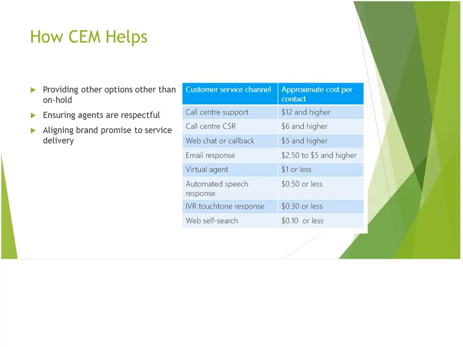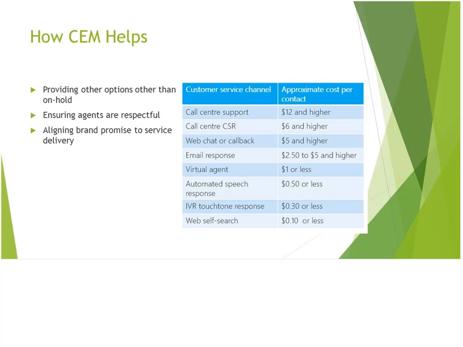CEM systems can also help by making sure agents are respectful. We can ensure the customer experience is consistent. We can have scripting. Scripting is kind of a 50-50, right? It's kind of customer relationship management. It's helping the employee. It's also making sure the experience is appropriate for the customer. So scripting is an interesting one. It's also aligning brand promise to the service delivery.